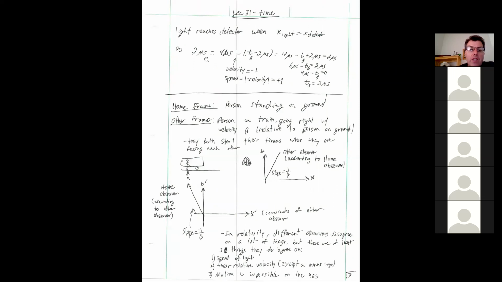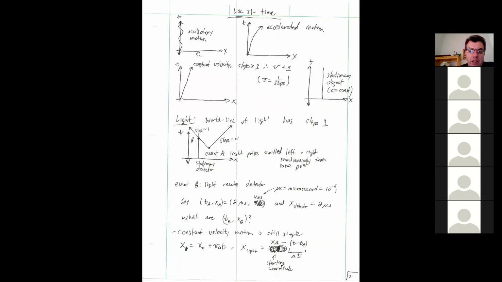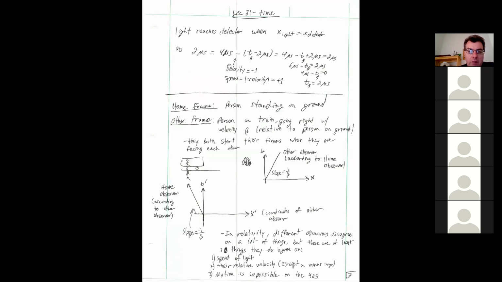So we can solve for when that intersection happens by setting the coordinate equal to 2 microseconds. Remember that 2 microseconds is the position of the detector. That's equal to 4 microseconds, the starting position, minus TB minus 2 microseconds, where that's the time interval. Or 4 microseconds minus TB plus 2 microseconds, because we got minus, minus. 6 microseconds minus TB equals 2 microseconds, or TB equals 4 microseconds. Why did I write 2 there? That was a mistake. Anyway. So that's how we would do a problem like that. Any questions on what I just did?